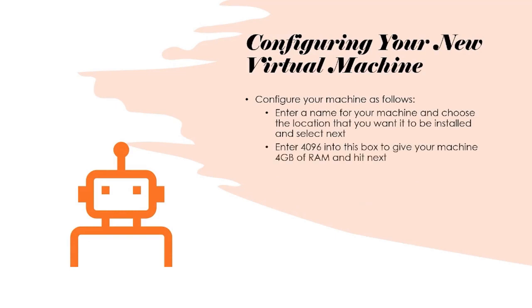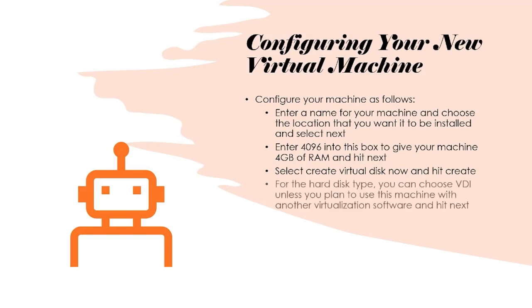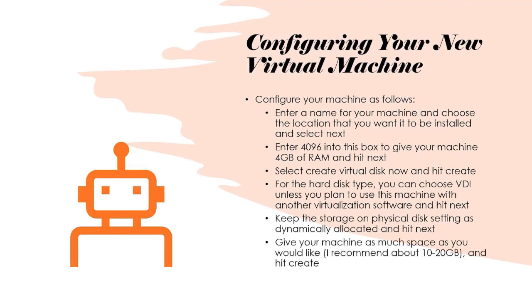You're going to put 4096 in the next box. It's going to ask you how much RAM you want to give the machine. We want at least 4 gigabytes of RAM. You're also going to want to select create virtual disk now and hit create. For the hard disk type, you could choose VDI unless you plan to use it with another virtualization software like VMware Player or something. Keep the storage on physical disk setting as dynamically allocated and hit next. Then give your machine as much space as you like. Just about 10 to 20 gigs should be fine. And then hit create.